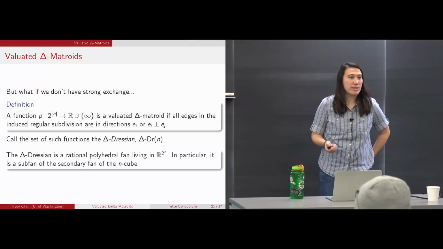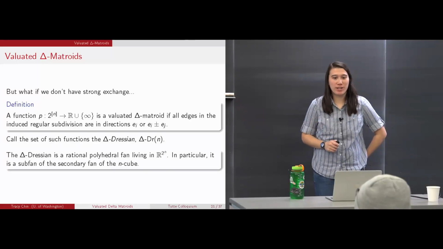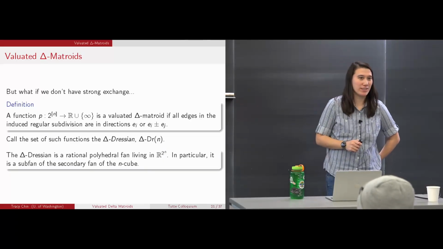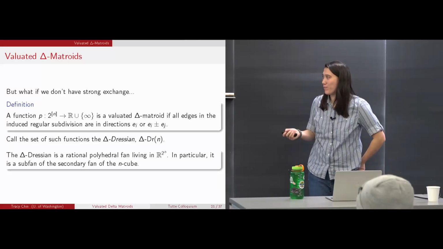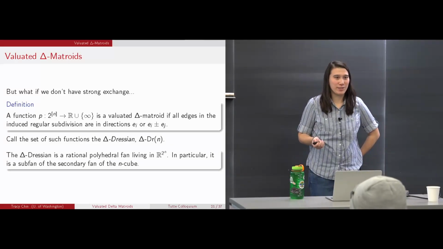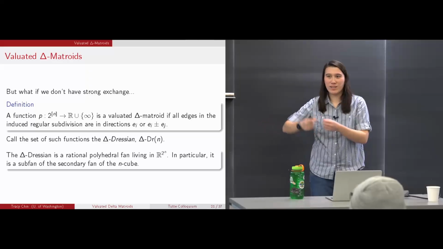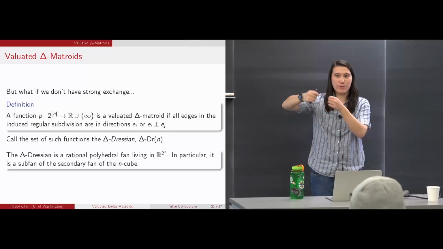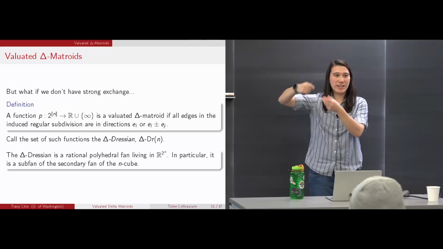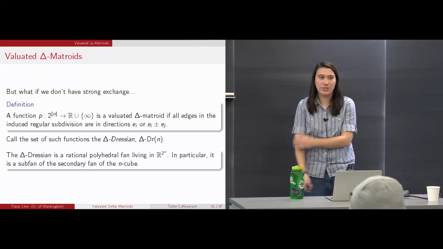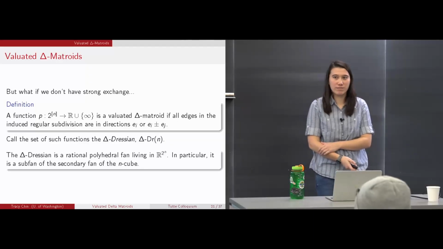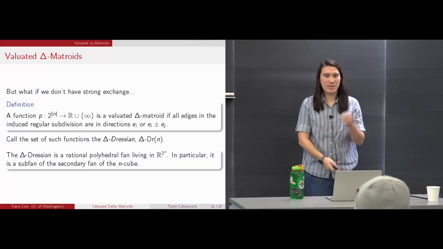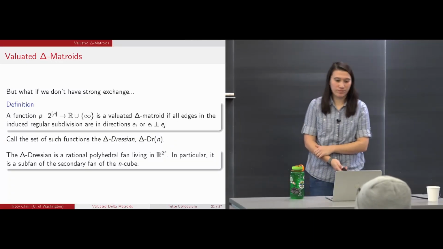One thing we can say off the bat is that this will be a rational polyhedral fan in R to the 2 to the n. Why is that? Because it's a subfan of the secondary fan of the n cube. The secondary fan, each cone tells you different functions that give you the same regular subdivision. That's the definition of the secondary fan. And then our delta Dressian is just defined to be certain good cones in this secondary fan, the ones that don't have edges of length 3 or more.